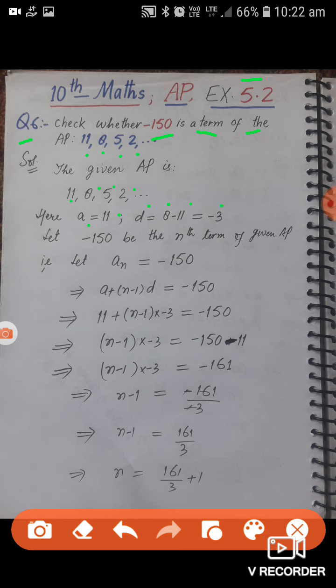Let us suppose minus 150 is the nth term of the given AP. That is, we suppose an is equal to minus 150. By an we mean a plus n minus 1 into d. You know, the nth term of an AP is equal to a plus n minus 1 into d, that is equal to minus 150. Instead of a we will write 11 and instead of d we will write minus 3. So we will get 11 plus n minus 1 into minus 3 is equal to minus 150.